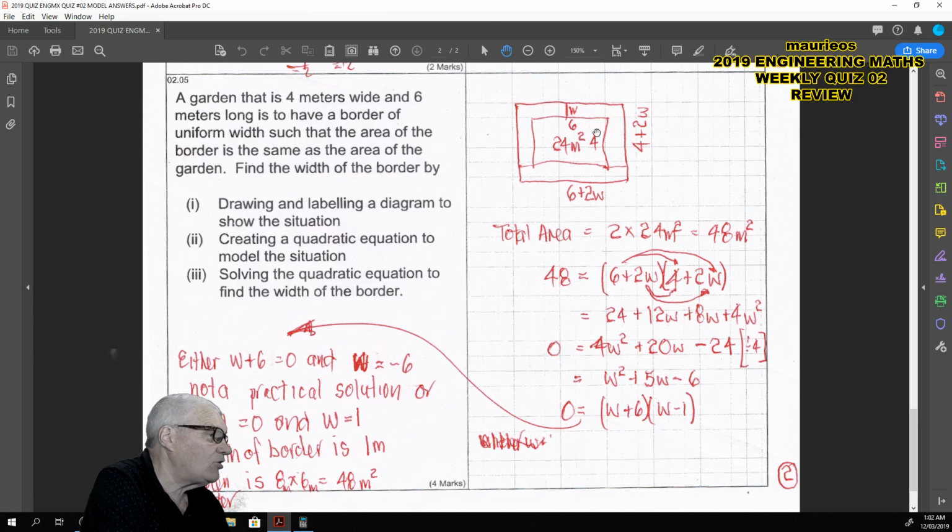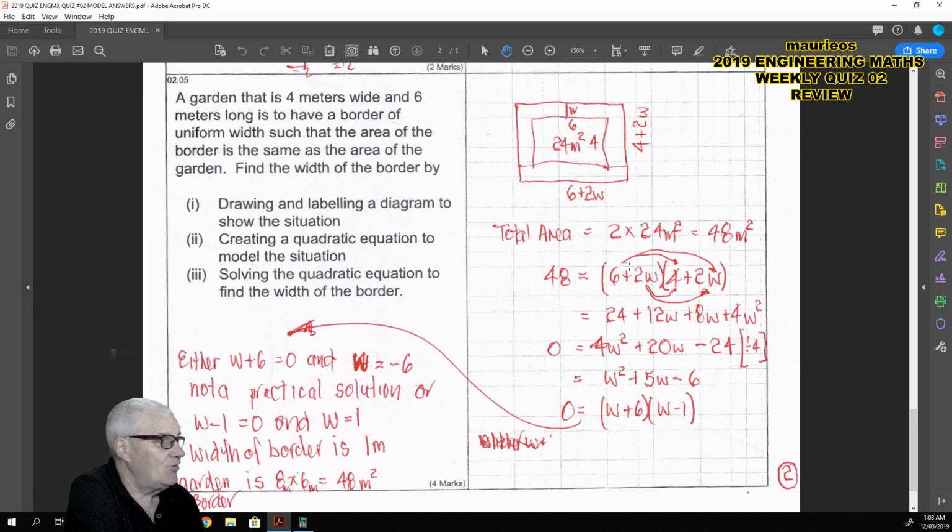So there's 6 by 4, 24 meters squared for the garden, because it says such that the area of the border is the same as the area of the garden, 24. So the border is going to have an area of 24. And then if the width of the border is w, you can see here that 4 meters plus 2w is going to be the width of the whole thing, and 6 plus 2w is going to be the length of the whole thing. So that's my little diagram there, pretty rough.